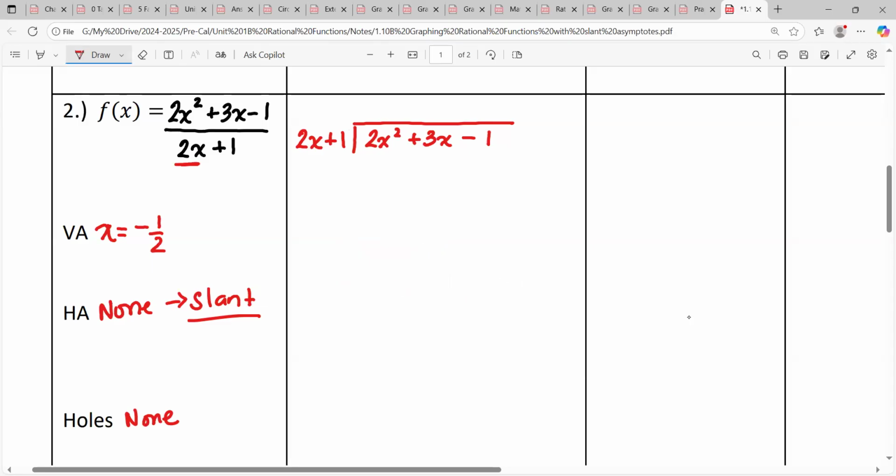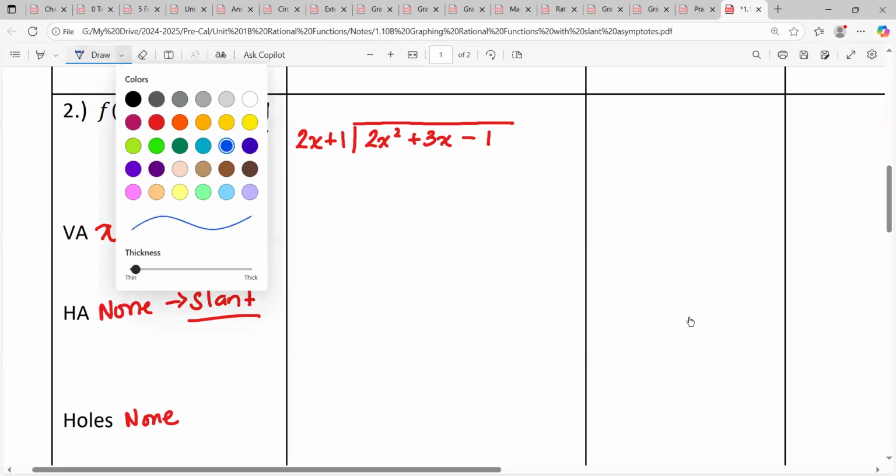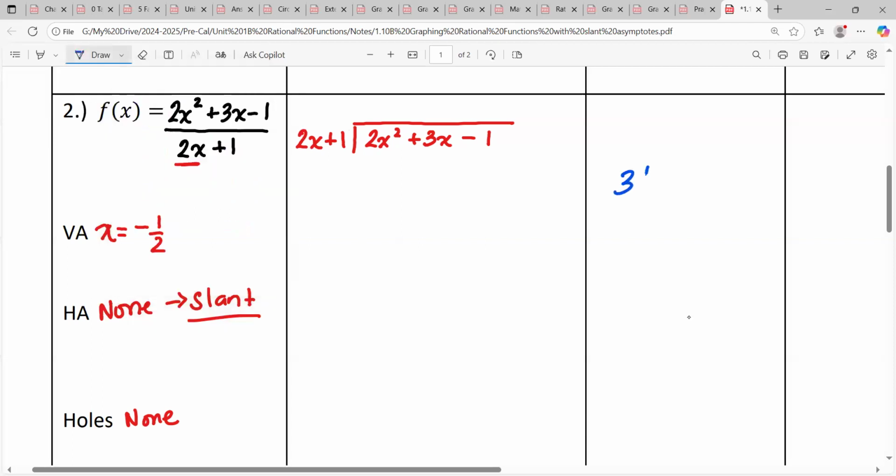Okay. Anybody remember how to do long division? Do you guys remember how to do this?